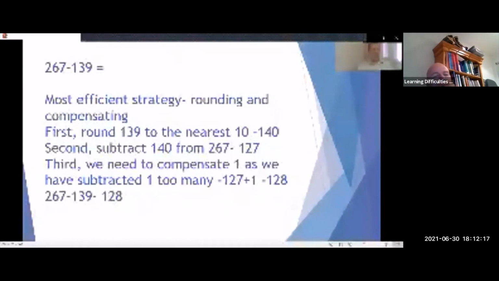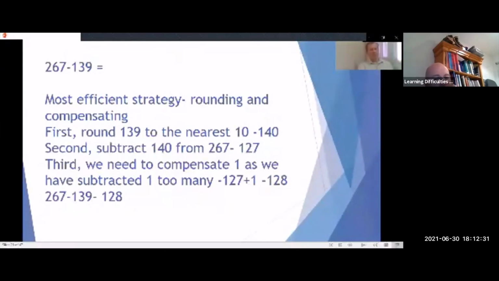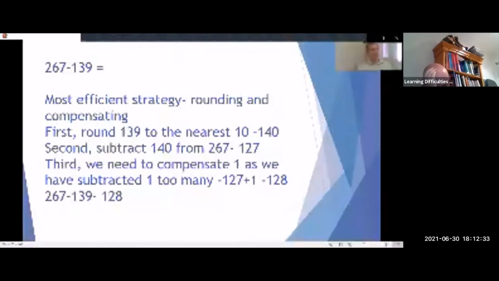Next, we have a subtraction problem, and the easiest way to do this is using rounding and compensating. So 139 is close to 140, so we can subtract this from 267. So we're going to get 127, but we need to compensate because we've subtracted too much. We've subtracted 140 instead of 139. So we'll get 127 plus 1 is 128.